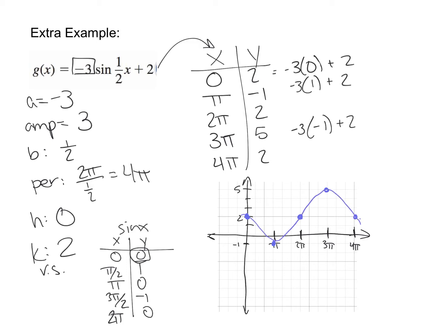And there's your graph. Because it's negative, you can see that it's going down first instead of up, which the normal sine graph goes up, down, up. This is going down, up, down. So that's the negative showing on it.